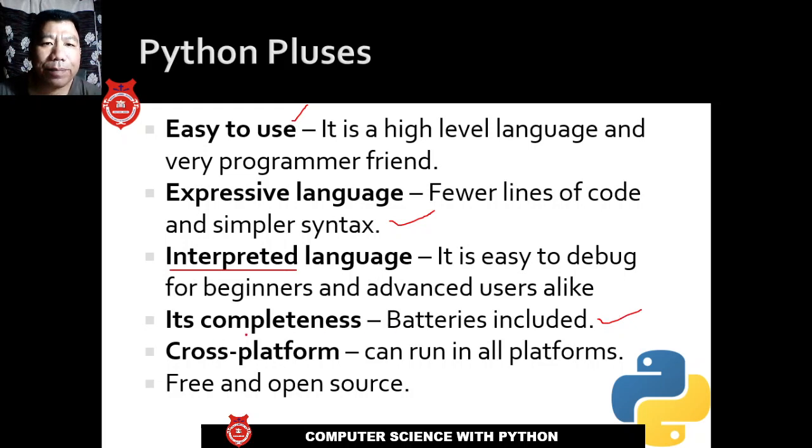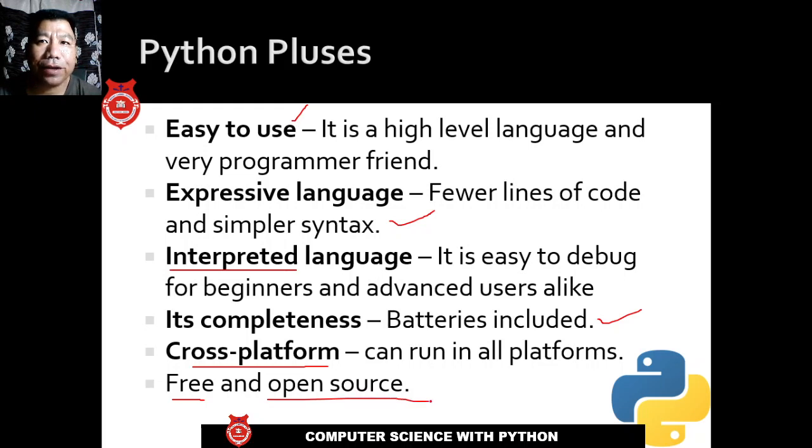Another benefit of this Python programming language is that it is cross-platform. When you say cross-platform, it can run on all platforms. It can run on Linux, on Mac OS, on Windows, and even on mobiles it is possible to run. So it is cross-platform. And another thing is it is free and open source.